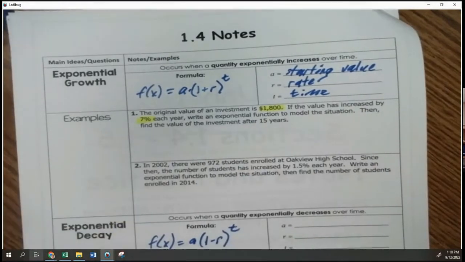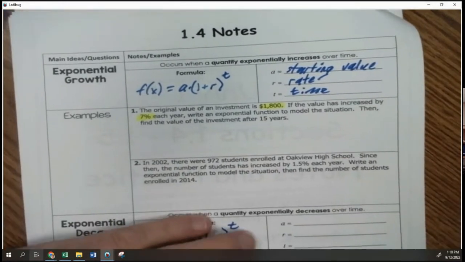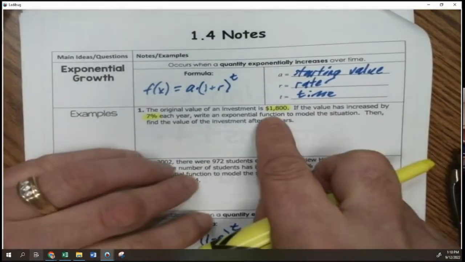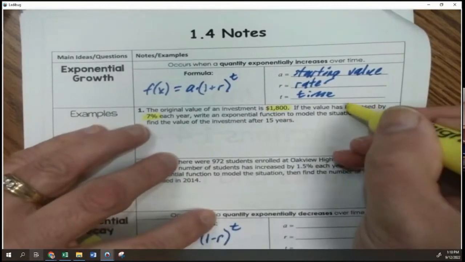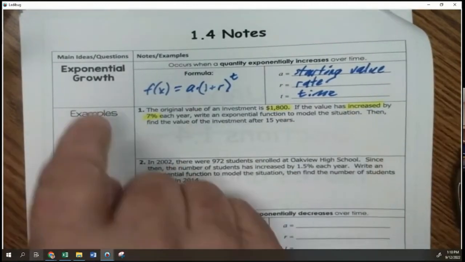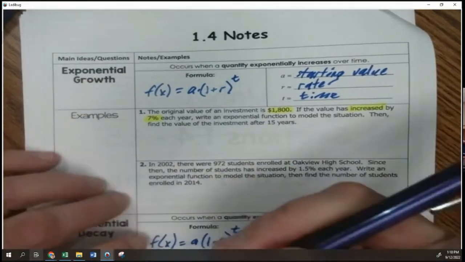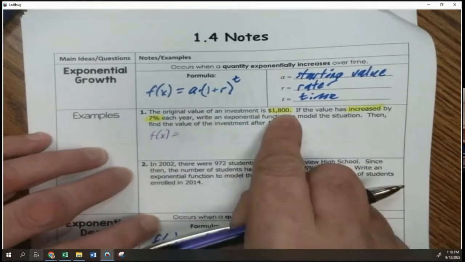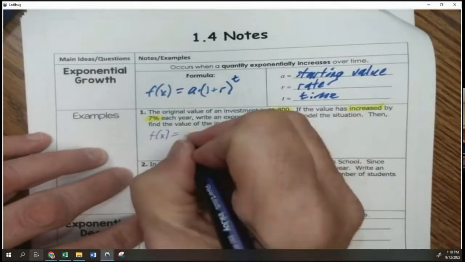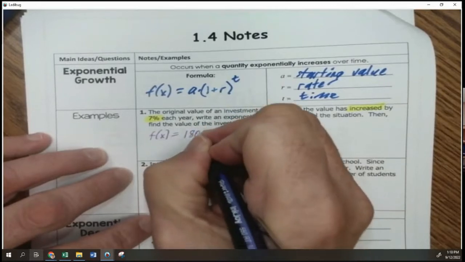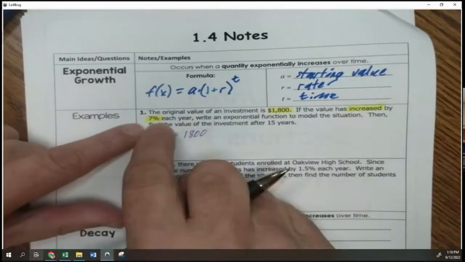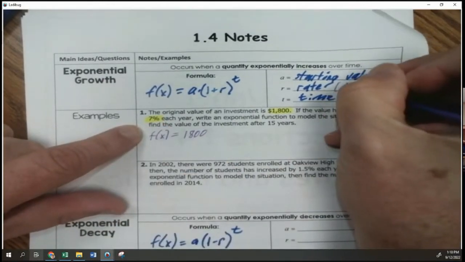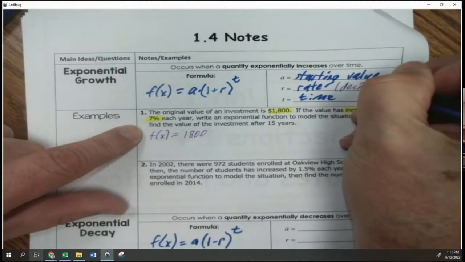All right, so first we have to write an exponential function that models this situation. So the key pieces of information we need is the A, and then is this going up or down? This says it has increased. So this is an exponential growth. So our function is going to say f of x equals A. We know what the A is. The starting value is 1,800. Increased by 7%. Now, we need this as a decimal because the rate should be a decimal.